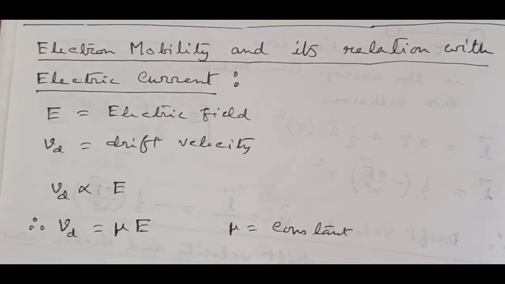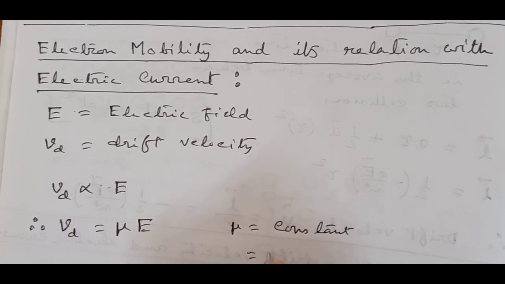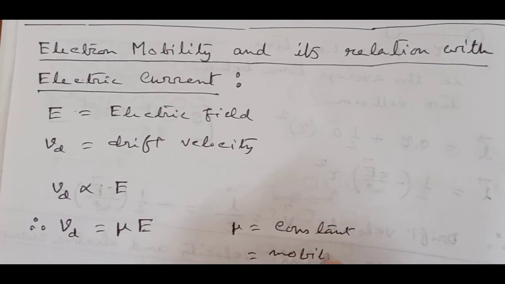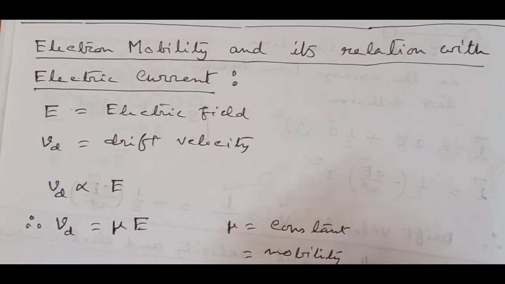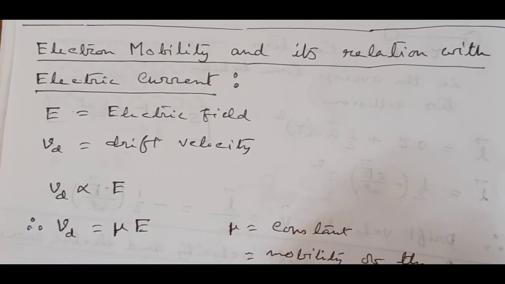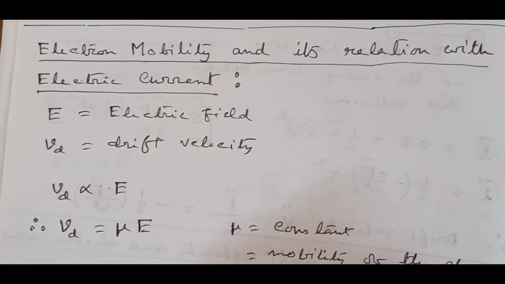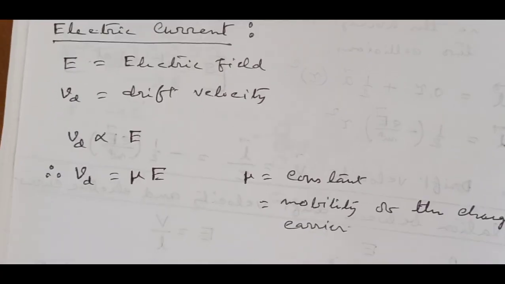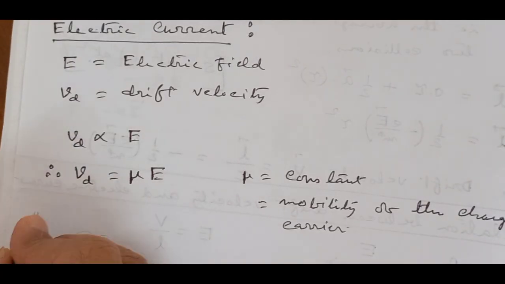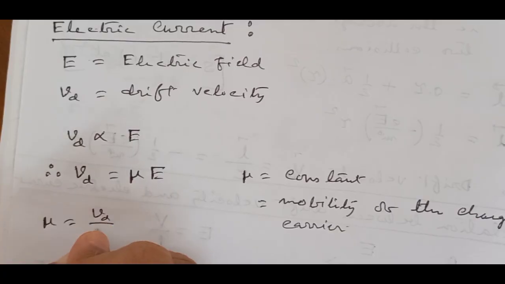This constant term mu is called the mobility of the charge carrier, here for the electrons. Now mu is equal to Vd by E.